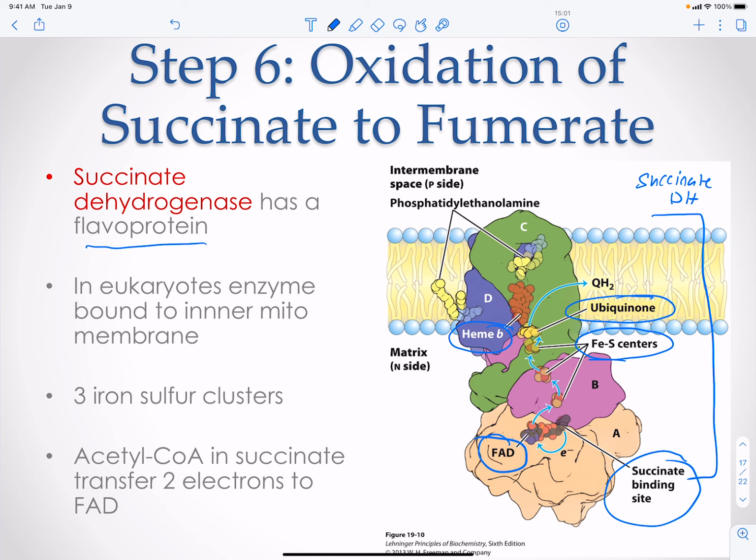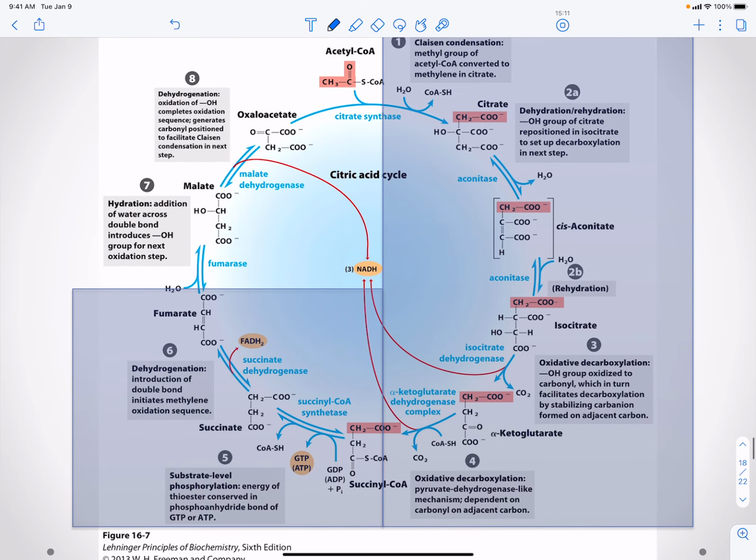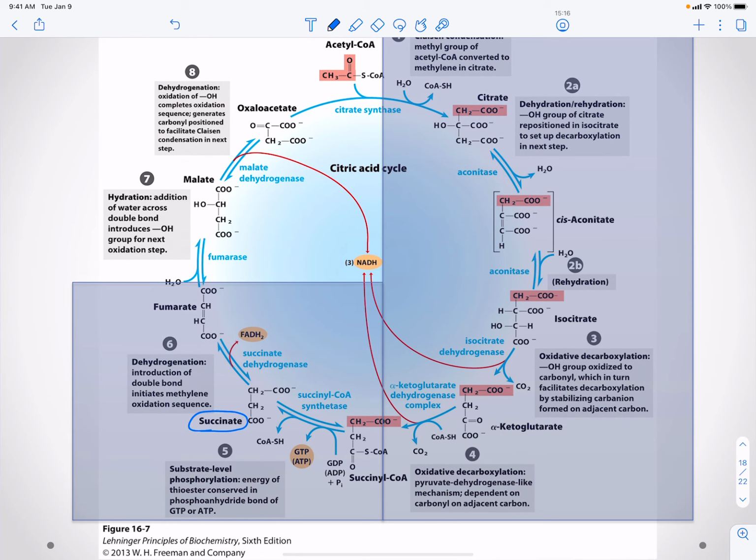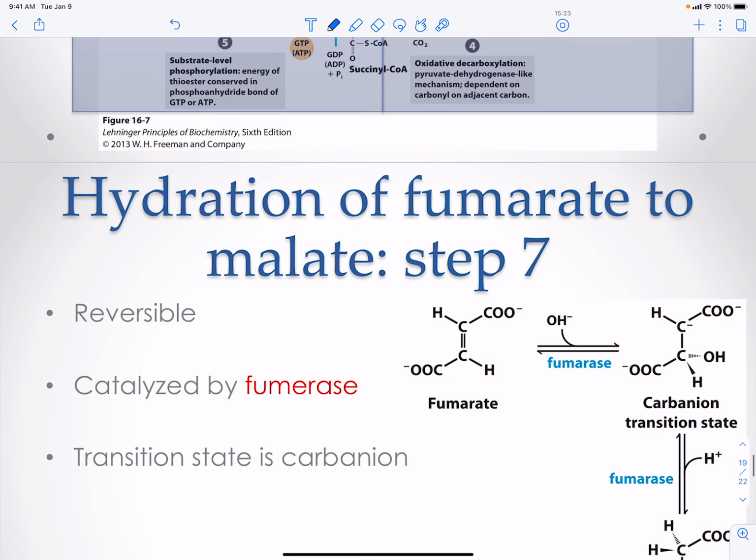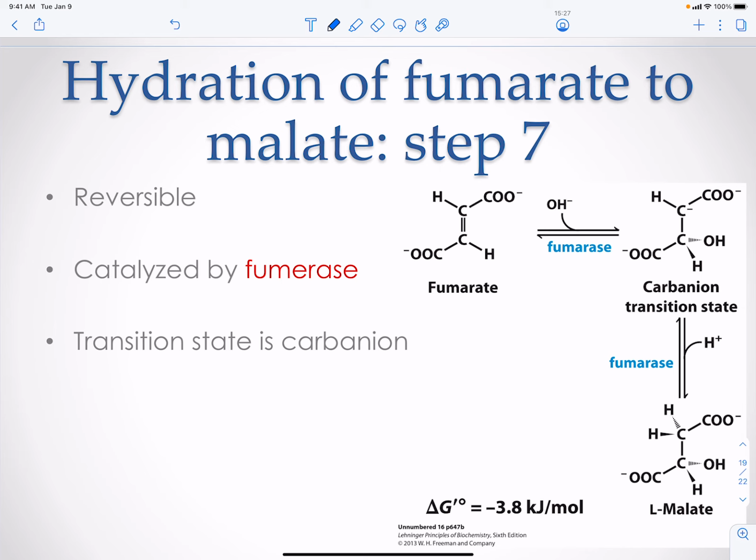This is one of the enzymes that links together the TCA cycle and the electron transport chain. So this is succinate dehydrogenase. So now that we transferred those electrons from succinate to our succinate dehydrogenase and generated our FADH2, we now have fumarate. So the next step is to hydrate fumarate to malate, and this is going to occur by fumarase. And so you basically are going to have a carbanion as a transition state, and then eventually you'll generate malate.